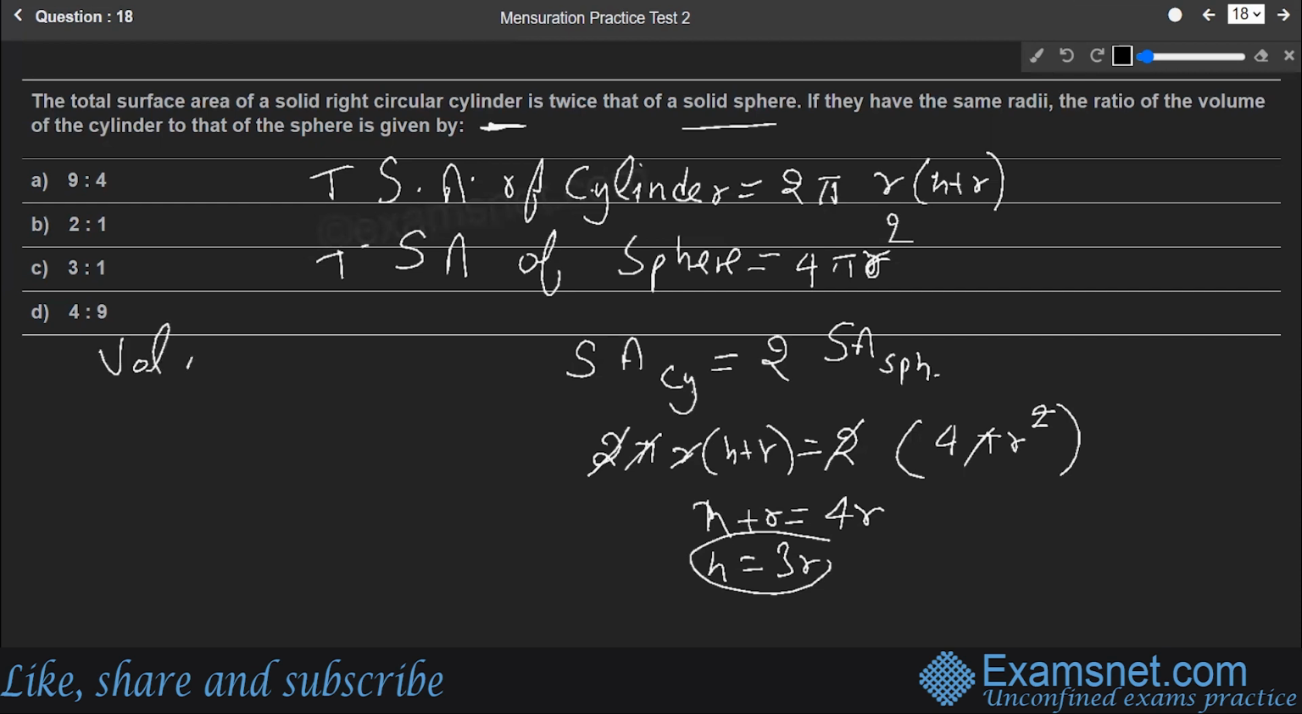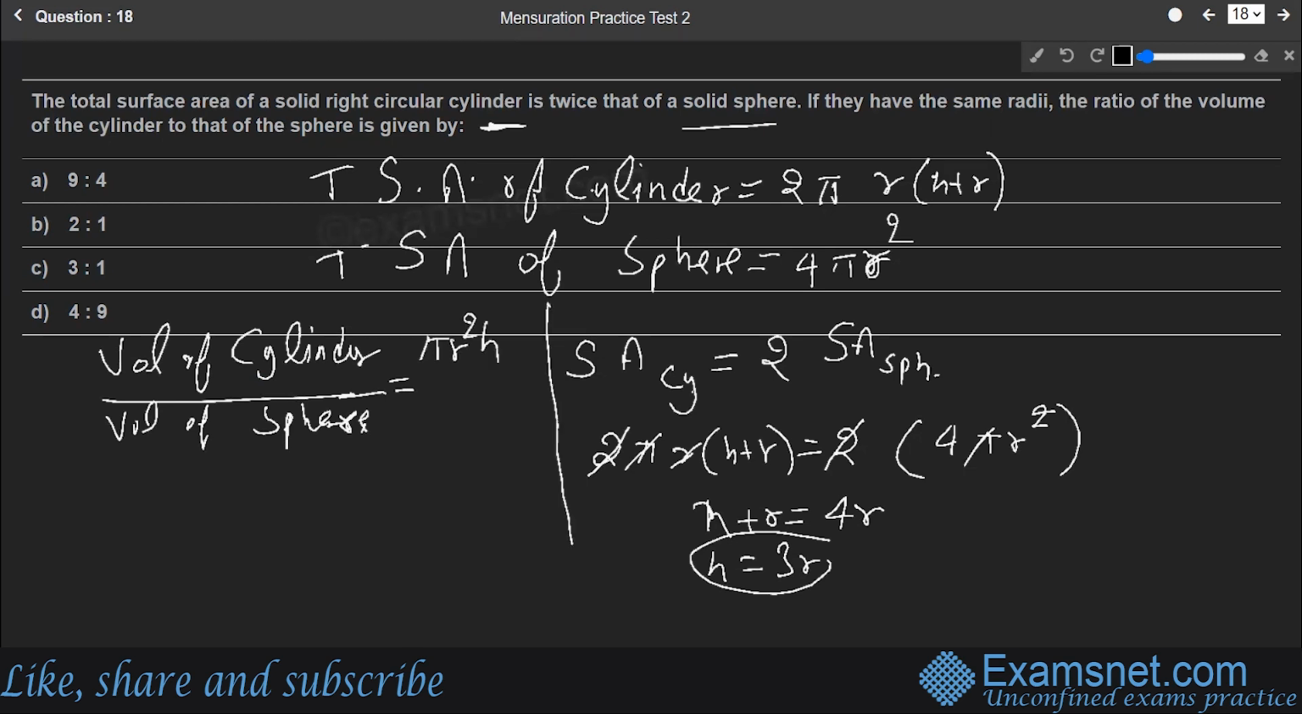So we need to find out the volume of the cylinder divided by the volume of the sphere. This is what we are supposed to find out here. Let us write the formulas first. Volume of a cylinder is given by pi r square h, while the volume of the sphere is given by 4 by 3 pi r cube.